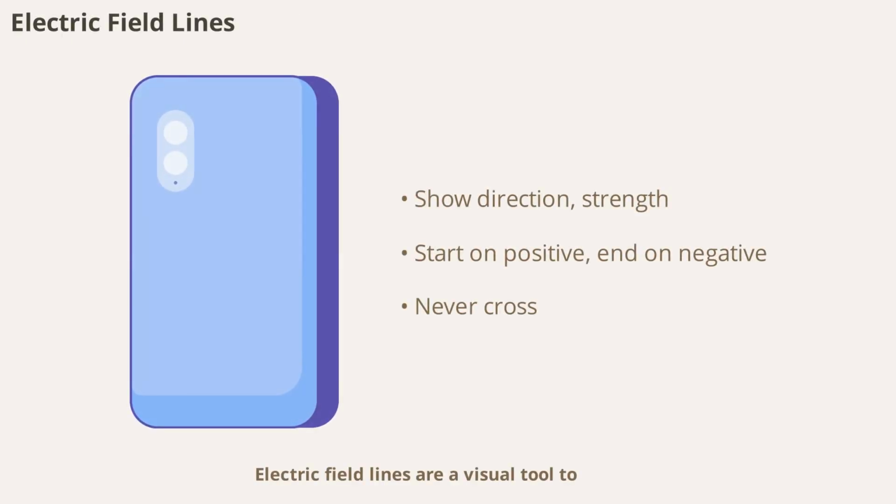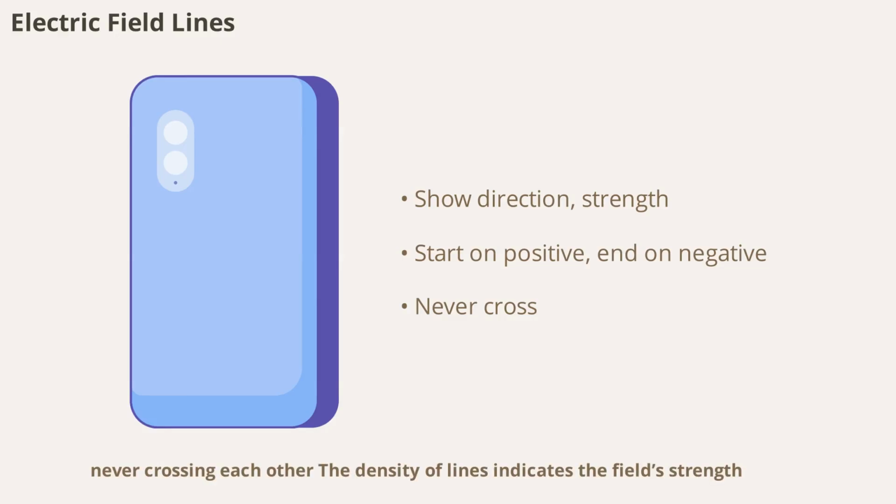Electric field lines are a visual tool to represent the direction and strength of electric fields. They start on positive charges and end on negative charges, never crossing each other. The density of lines indicates the field's strength. Field lines help us visualize complex charge distributions and predict the behavior of test charges in the field.